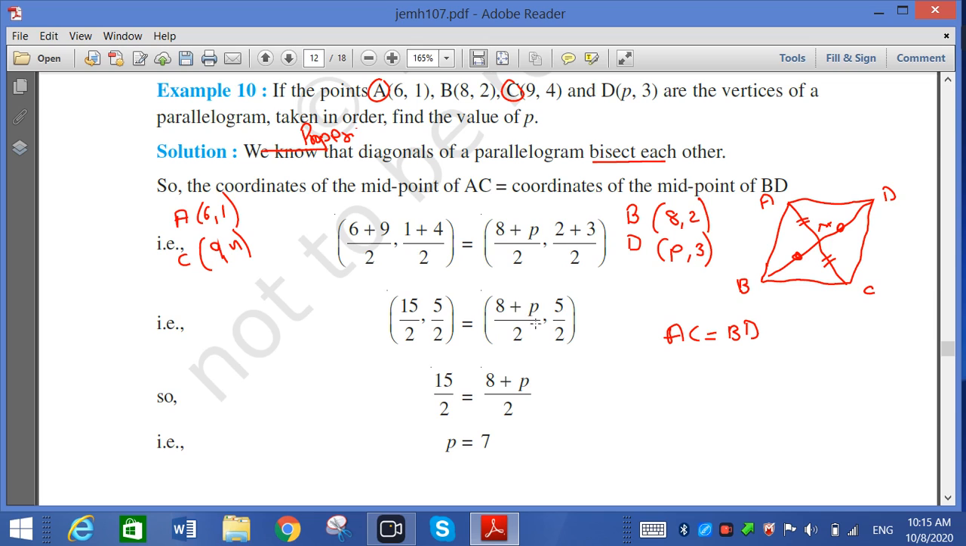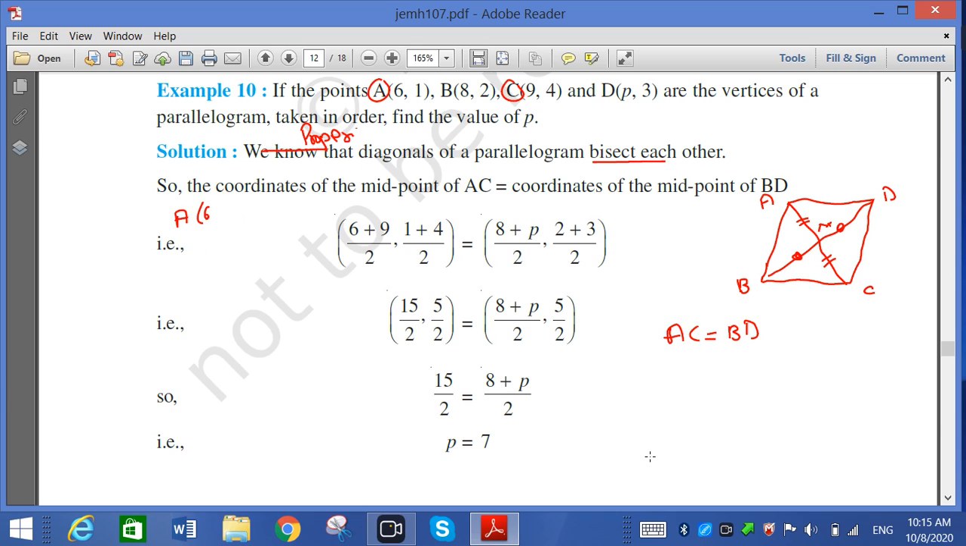Now what do we compare to find the value of P? That is x. So compare x with x. 15 by 2 is equal to (8 plus P) by 2. These two are equal, so 15 is equal to 8 plus P. So P is equal to 15 minus 8, that is 7. So P is equal to 7.